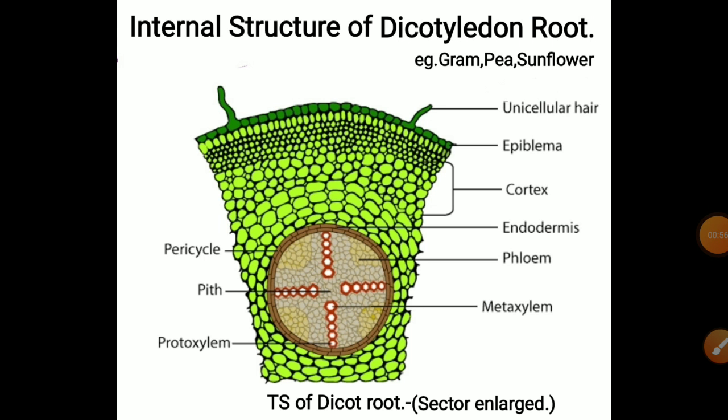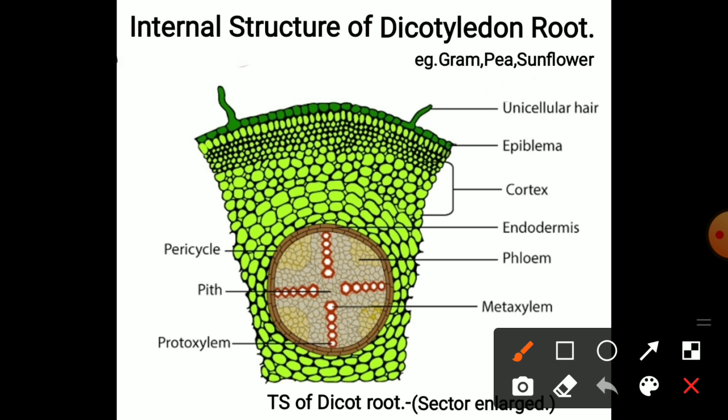Over here, this is the structure of the dicot root cut in the transverse section, the TS of the dicot root. If you observe the sector of the root, the sector shows the root from the periphery up to the core part. For example, over here, this is the outer part of the root, we call it the epidermis, and this is the core part of the root, the central part of the root.